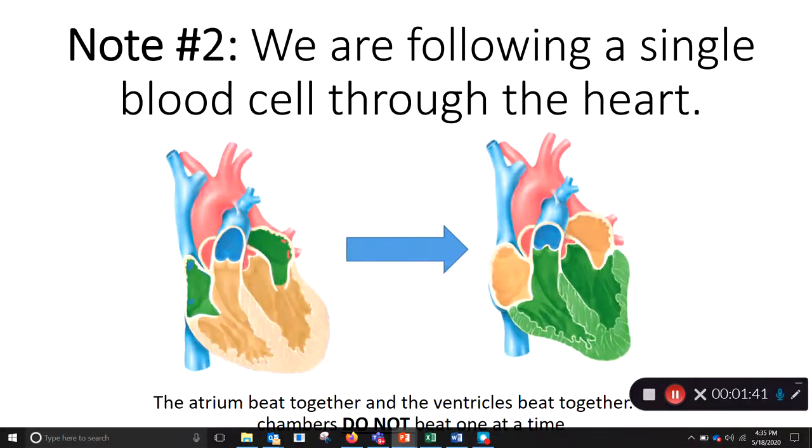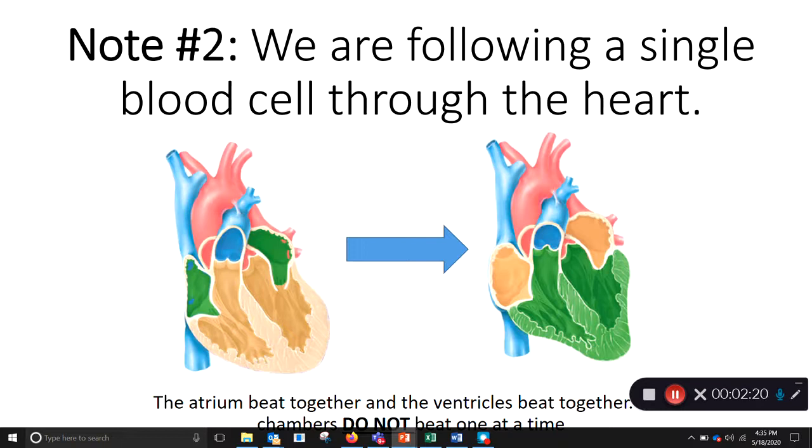Note number 2, we're going to follow a blood cell through the heart. I'm going to say, you're in the left atrium, this gets constricted, it moves on to this ventricle, and it gets constricted, and it shoots out blood into this. Please note that the two top chambers contract at the same time. A little while later, the two chambers below, the bigger, thicker ones, contract at the same time.